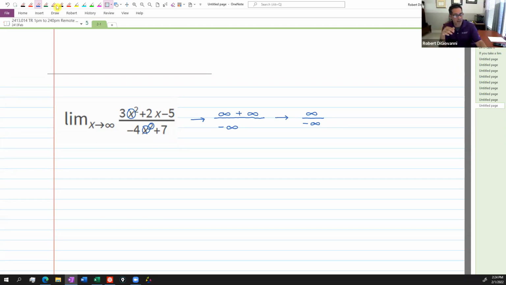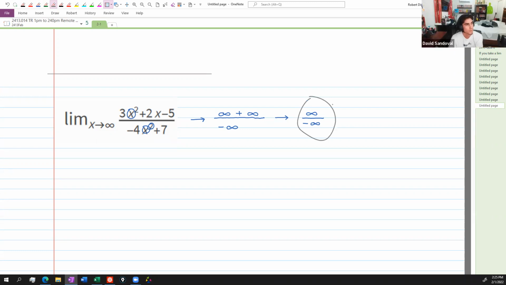You may be like, oh, the infinities cancel and you get 1 over negative 1, and your answer is negative 1. This is incorrect, all right? The reason it's incorrect is because, again, this is an idea. What we're saying is that the numerator is getting huge, and the denominator is getting huge as well, but it's always negative. You don't know from looking at this which one is getting bigger faster, or if they're both getting big at the same rate.